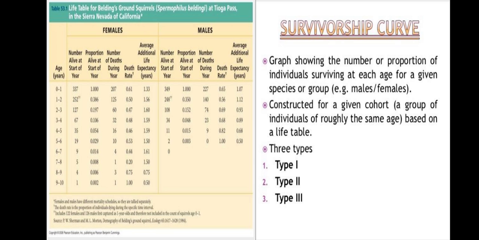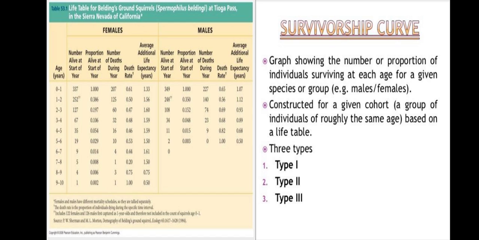Then a very important concept of this topic is the survivorship curve. It is asked for 4 marks. The survivorship curve is a graph showing the number or proportion of individuals surviving at each age for a given species or group, for example male or female, constructed for a given cohort. A cohort means a group of individuals of roughly the same age, based on the life table.